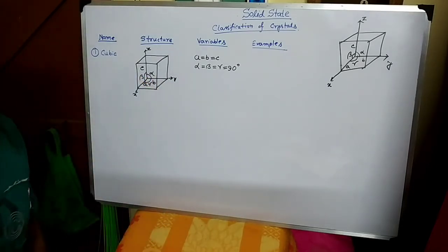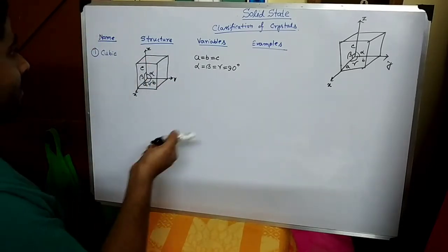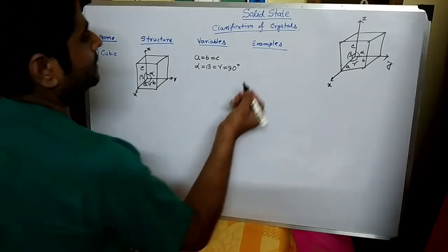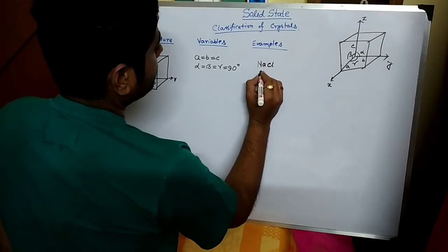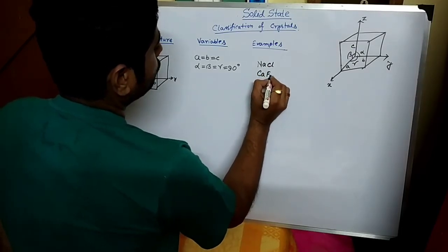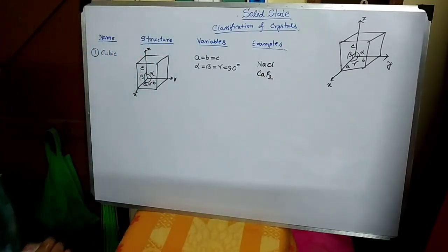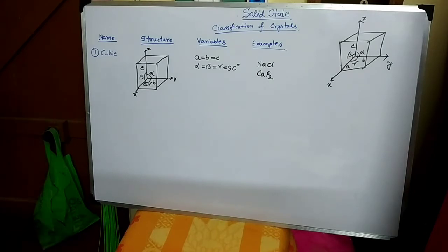So what is the example of this type of crystal? That is crystal of NaCl, CaF2, etc. Now the second category, what is that? The second category is tetragonal.